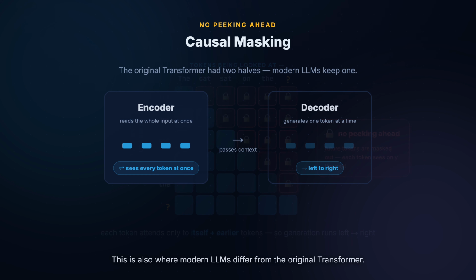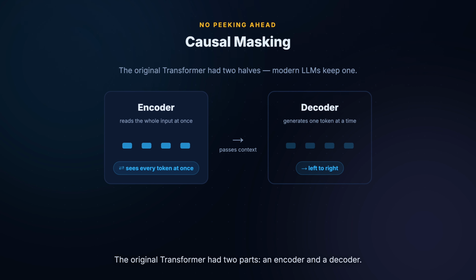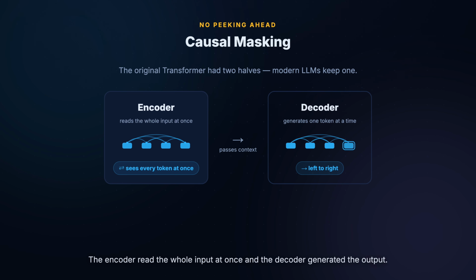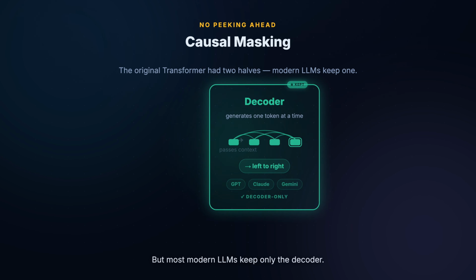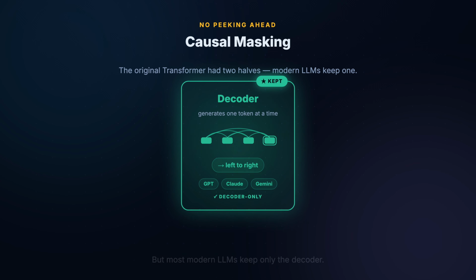This is also where modern LLMs differ from the original transformer. The original transformer had two parts, an encoder and a decoder. The encoder read the whole input at once and the decoder generated the output. But most modern LLMs keep only the decoder. They are built for one job: look at the previous tokens and predict the next one.